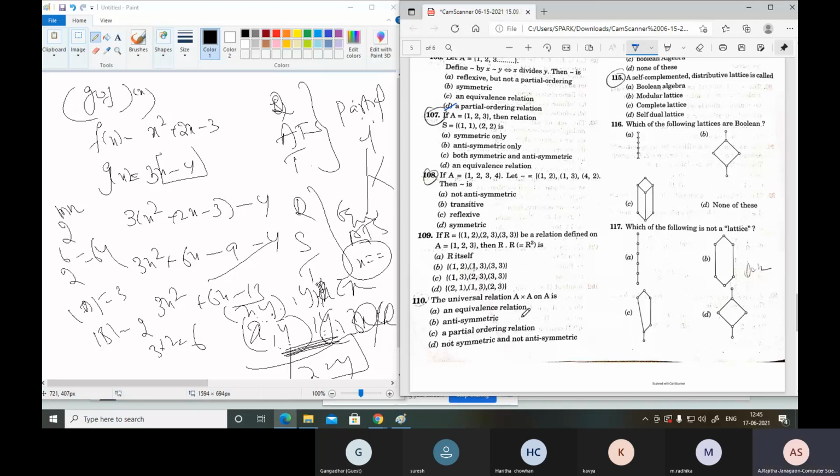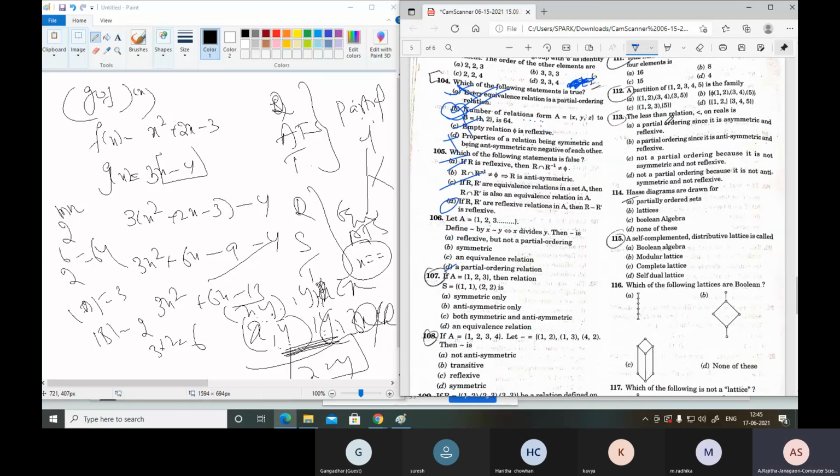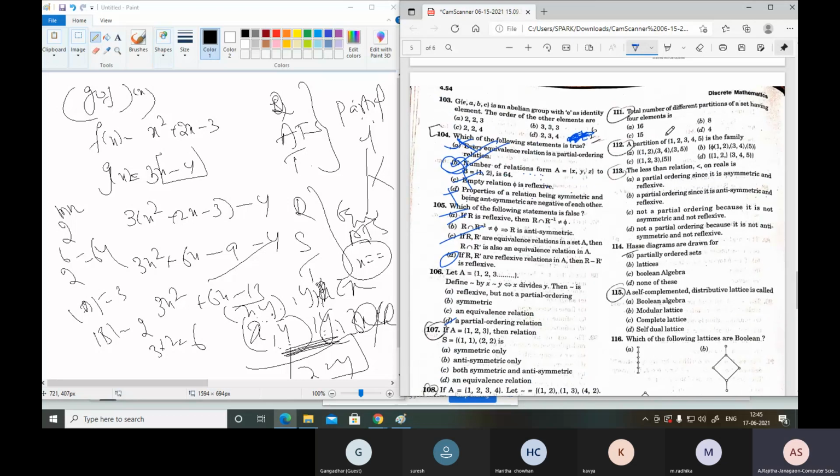Now here A cross A on A is what? This is which type of relation? This is an equivalence relation. So in this case, we satisfy the reflexive property, symmetric property, and transitive property. Now, these types of questions you can try. So in the round just now, I will try cheyandi.